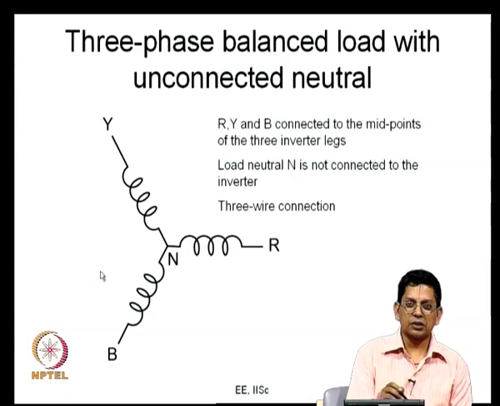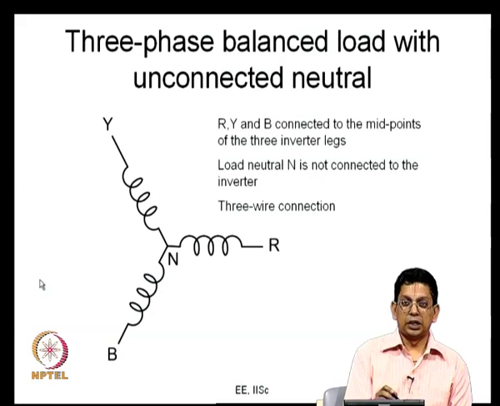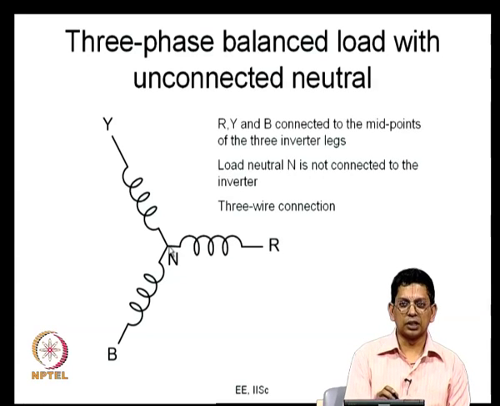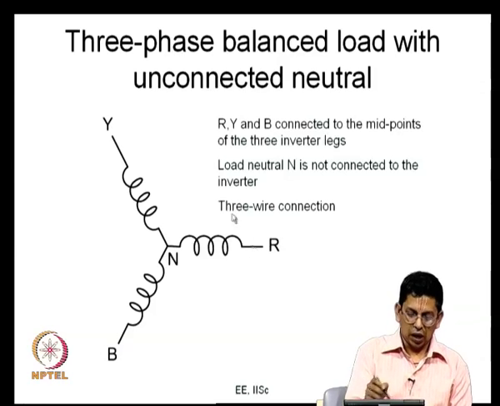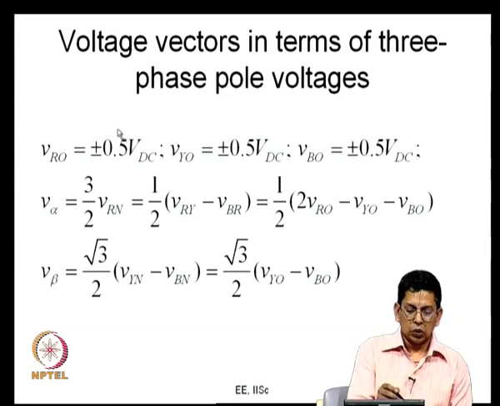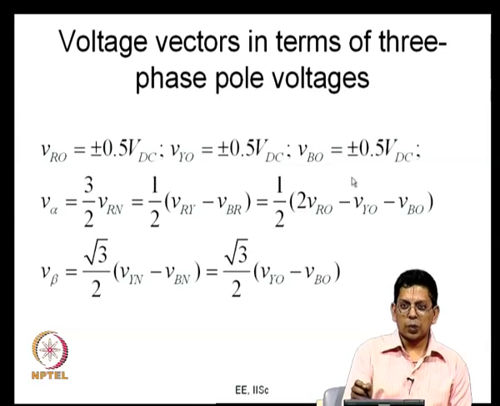This neutral point n is not physically connected to the inverter. Sometimes it can be connected to the DC midpoint O, or through some appropriate filters, and many things are possible, or some other components can be connected here, and there is some filtering and all that. Now, we are assuming that we have a 3 phase star connected load like this, where the neutral is not connected anywhere. Only R, Y and B are connected to the inverter, that is the kind of load now. So, your VRO can take the values of plus or minus 0.5 VDC, as I have been mentioning from one of my very early lectures.